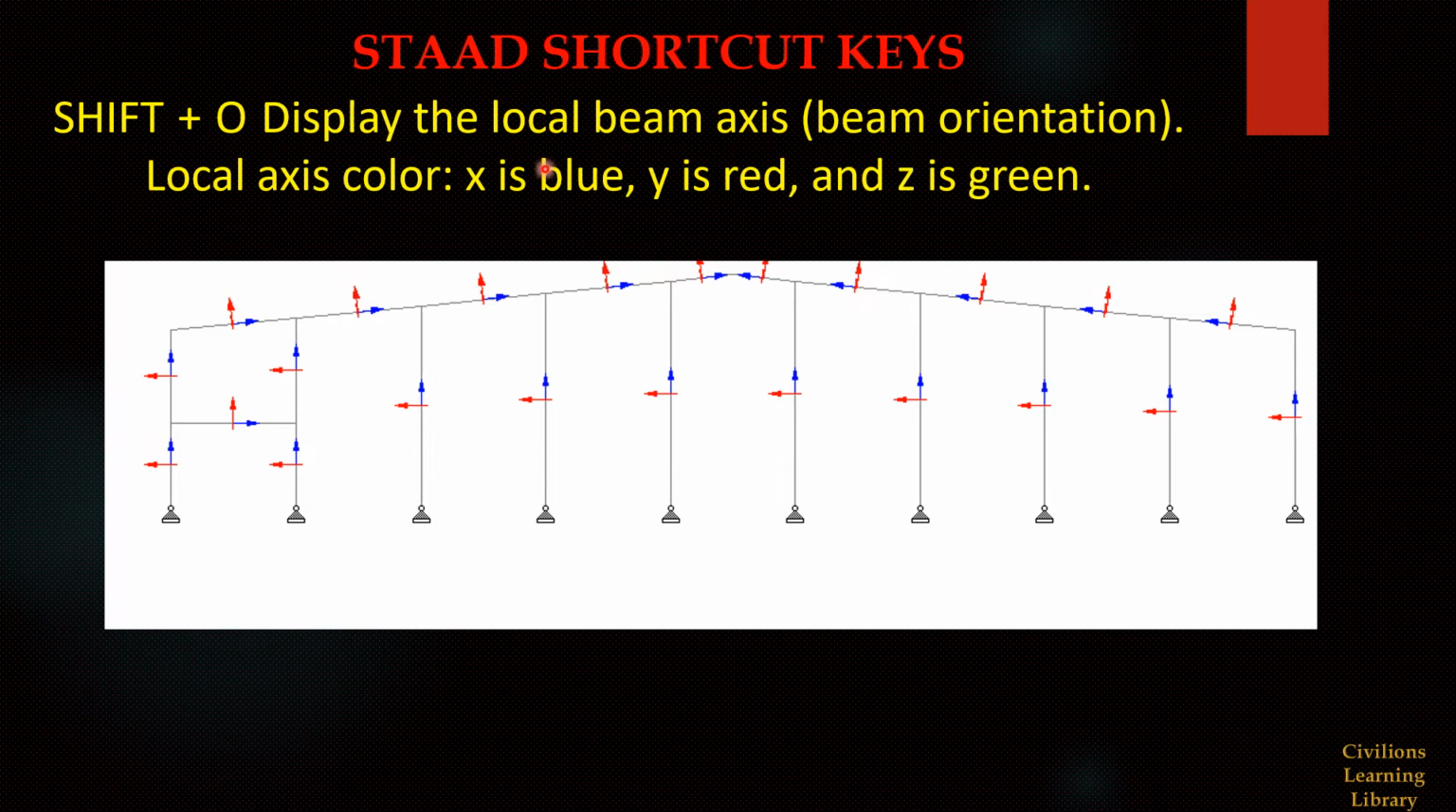Shift plus 4 shortcut key is used to display the local beam axis with respect to the beam orientation. You can see the images here, and the color of the axis is blue for local axis x direction, y is red, and z is green. You can see the axis orientation changes for vertical and horizontal.